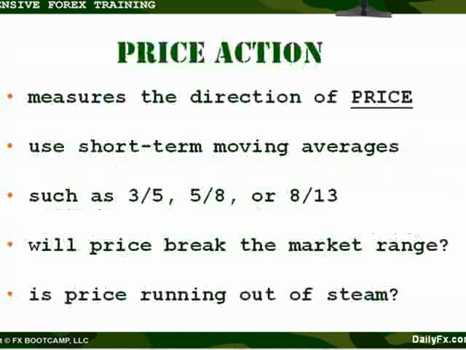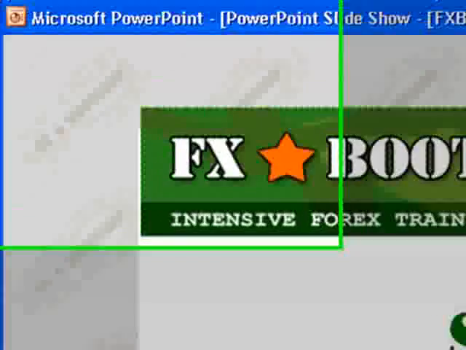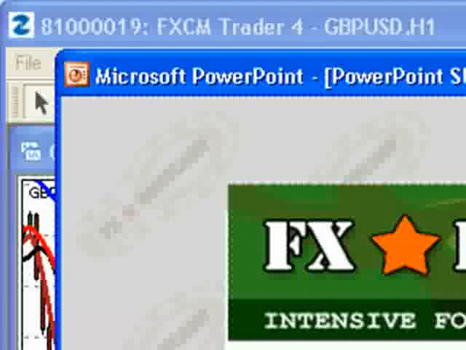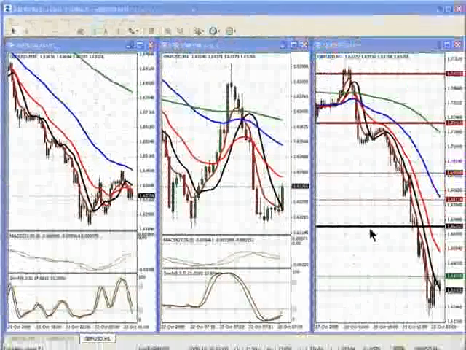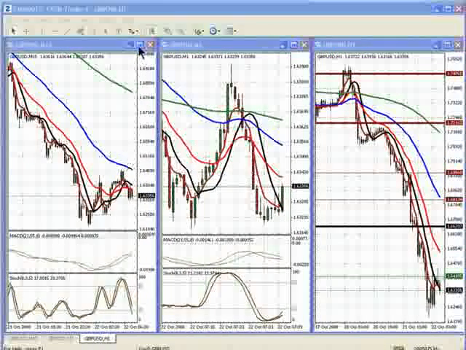Okay, so let's go to the live charts. Let's go to the live charts. What you're looking at here is the pound dollar. This is live. You're looking at the MT4 charts provided by FXCM. You know, the prices are moving. This is the real deal. This is happening right now.